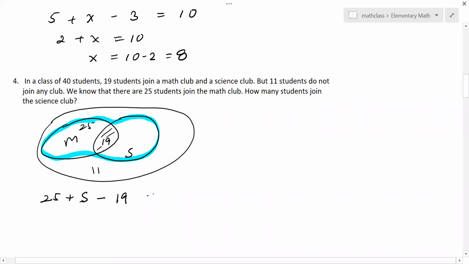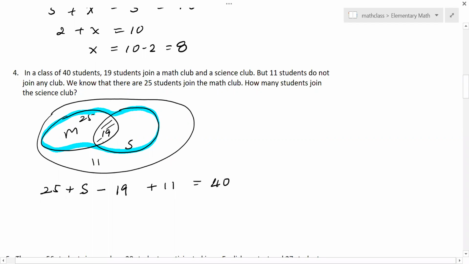But there are some students who do not join any clubs, so that's 11. The total will be 40. So I want you to see an equation like that. And then you just simplify this equation step by step. So first of all, you do 25 minus 19 plus 11, that'll be 17.